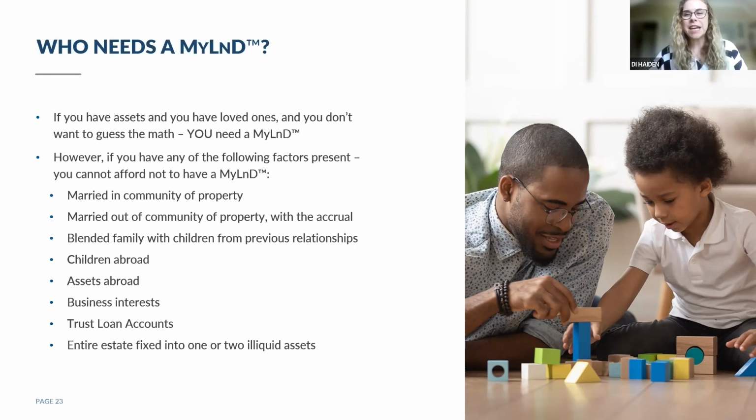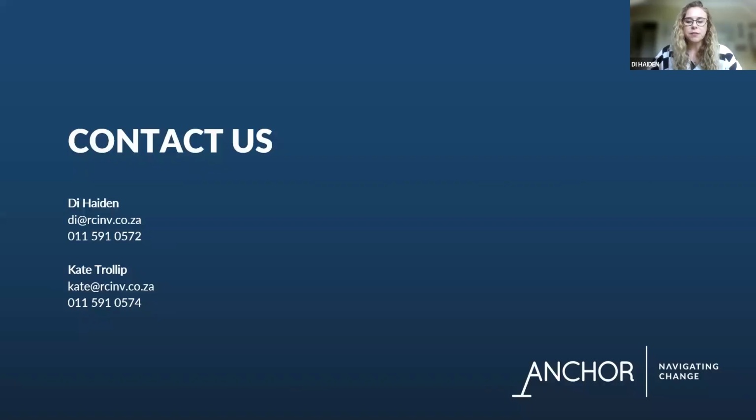Great. Thank you, Diane, Sine. I'm sure everyone found it very interesting. Speaking from experience, very simple estates in South Africa can take up to 2 years to be wound up completely. By utilizing the MyLnD and rectifying these issues before you pass away, you can reduce the time spent on having your estate wound up to possibly a year or 6 months, as well as saving on spending money unnecessarily on fees and hidden costs.